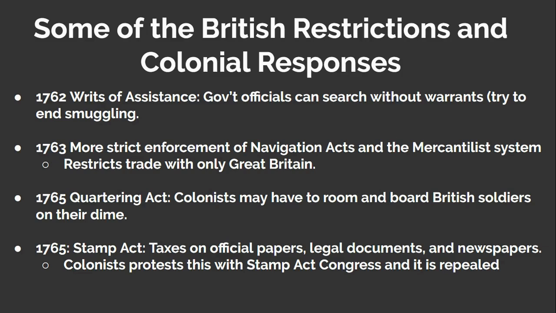In 1765, the first Quartering Act was passed, and there will be another one with the Intolerable Acts later on. The Quartering Acts meant that the colonists may have to room and board British soldiers on their own dime. Also in 1765, the Stamp Act was passed, which meant taxes on official papers, legal documents, and newspapers. Colonists would protest this Stamp Act with the Stamp Act Congress, and they were successful, and it was repealed. However, it was replaced with the Townshend Acts, which the colonists then boycotted.